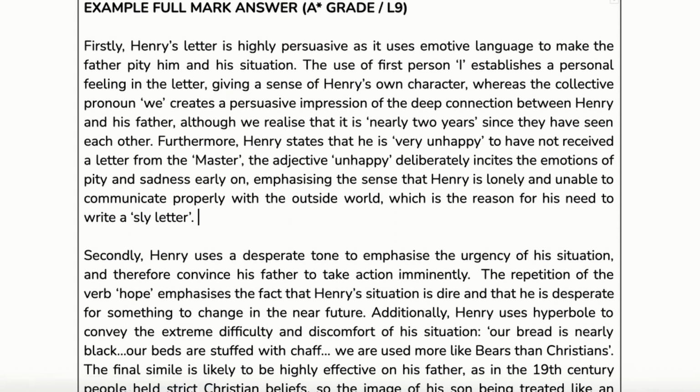So yeah, hopefully you feel like you know what this paper's about, you're okay with questions 1 to 3, and you're feeling really confident and ready to have a go at a paper soon. Thank you for listening, and I'll see you guys in a future lesson.